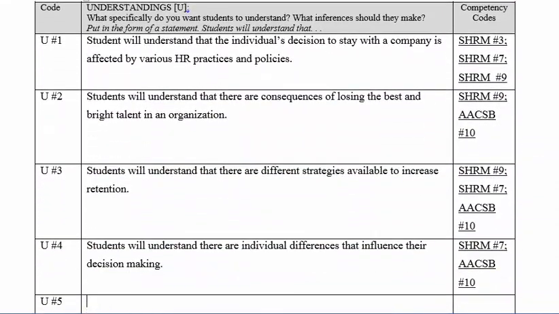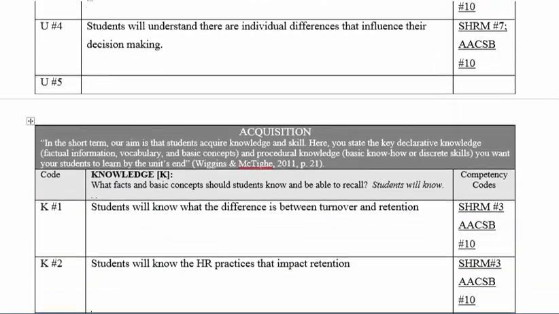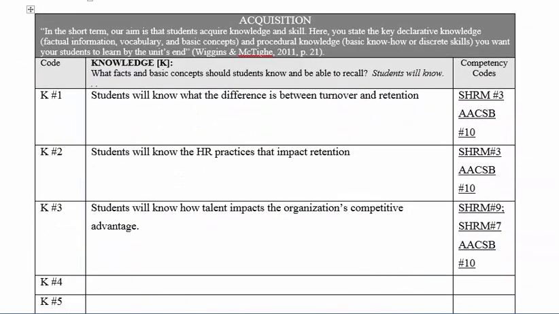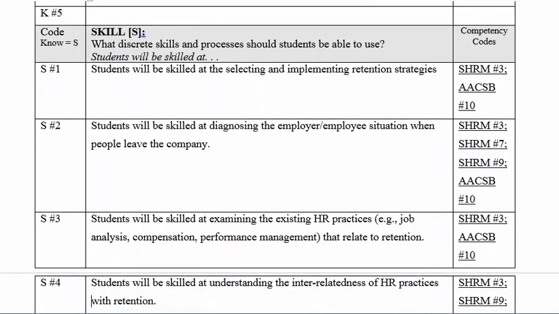The second piece here is understanding. So what specifically do you want your students to understand? Once again, we're listing the understandings and we are tying it into the competency code. The next piece is acquisition, and this is broken into two subcategories, which is knowledge. So these are your basic facts or concepts they should know. Once again, we're going to list those and associate it with the proper competency code. And then we're going to do the same thing for their skills.